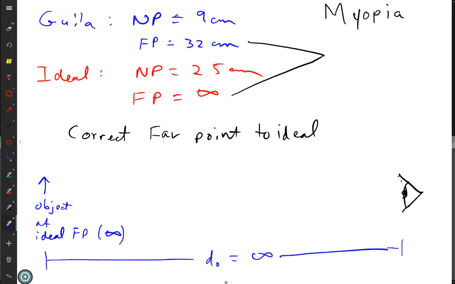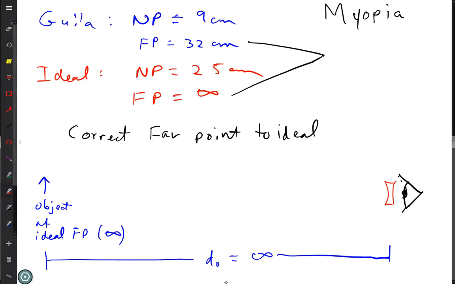Now, this would be normal. The object is infinitely far away, and I want to make an image. But I can't focus on that image in the eyeball. So I'm going to put a lens in front of the eyeball that's going to make an image. So now I have to correct this back to the way I started.